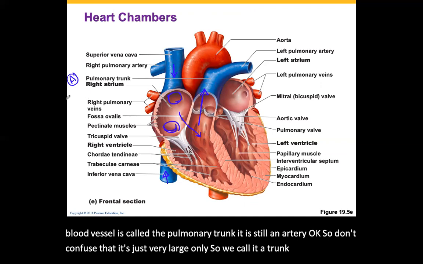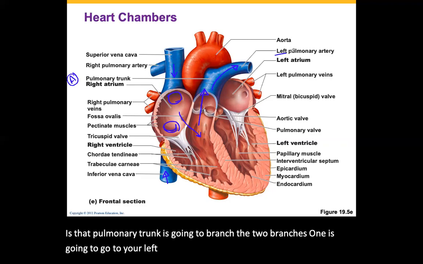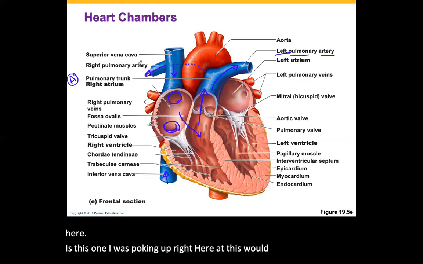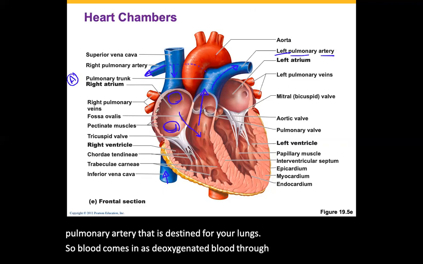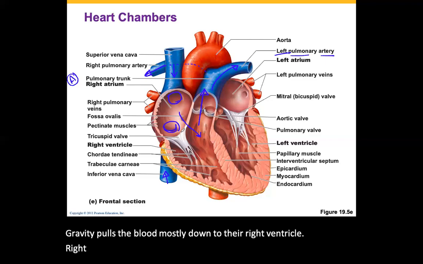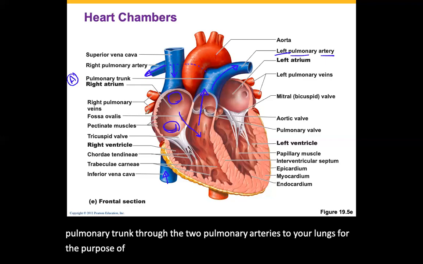Now, what you also notice is that the pulmonary trunk is going to branch into two branches. One is going to go to your left lung, which forms your left pulmonary artery. And the other one, which I'm going to show you as a dashed line here, is this one that is poking up right here. And this would be your right pulmonary artery that is destined for your lungs. So blood comes in as deoxygenated blood through superior and inferior vena cava. It empties into the right atrium. Gravity pulls the blood mostly down to the right ventricle. Right ventricle is the pump, so it's going to push blood out through the pulmonary trunk, through the two pulmonary arteries to your lungs for the purpose of the blood being oxygenated.